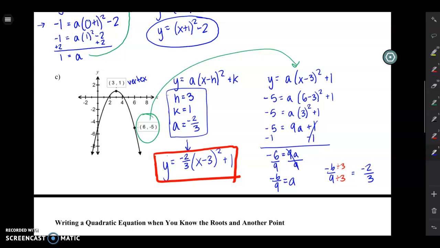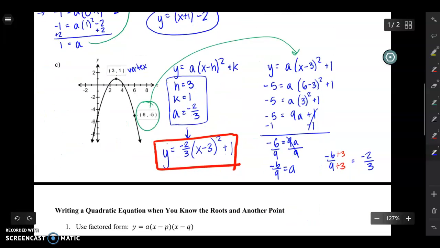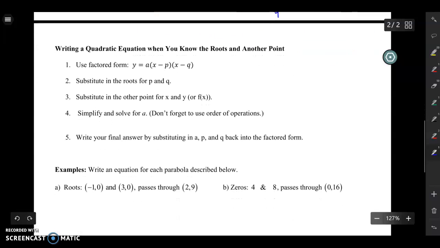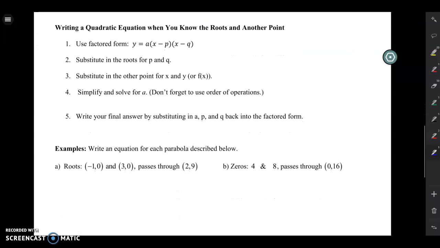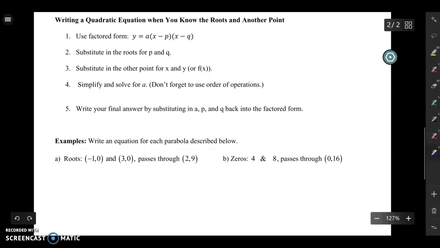All right, I'll let you go ahead and work through example B on your own. Let's jump down and talk about what happens when we know the two roots, or the two zeros, and we know one point. If we know the roots, we're going to use factored form. Our factored form is y equals a times x plus p times x minus q. Let's come down to example A and work through it following these three steps.